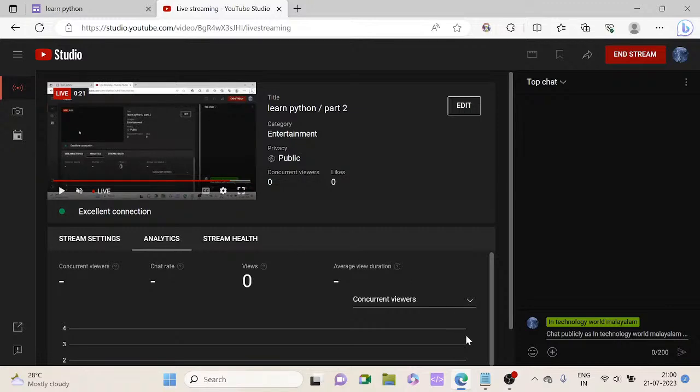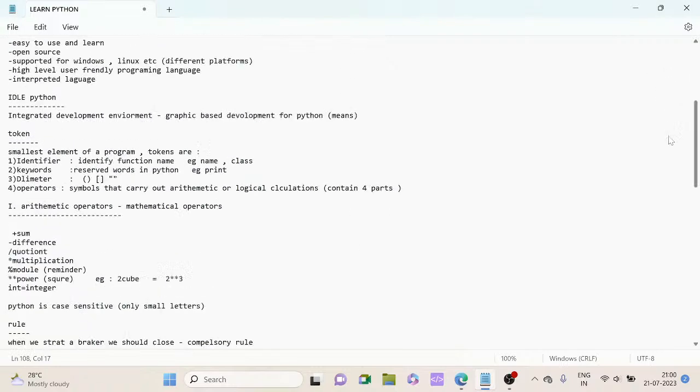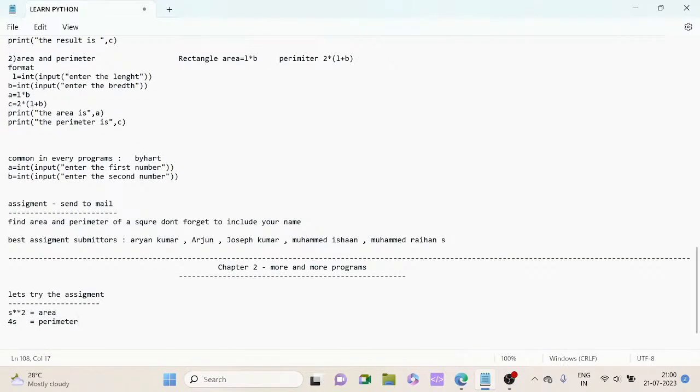Okay, so the assignment which I gave you yesterday was: find the area and perimeter of a square. Don't forget to include your GD. So that was our assignment, and the assignment was done by everybody. From those assignments, we have chosen some best assignment submitters. Everybody has submitted the assignment correctly.